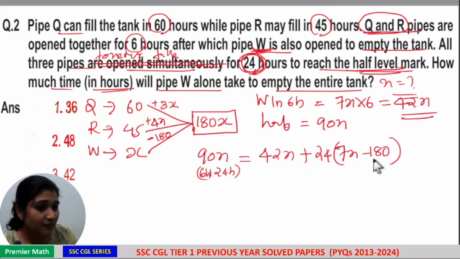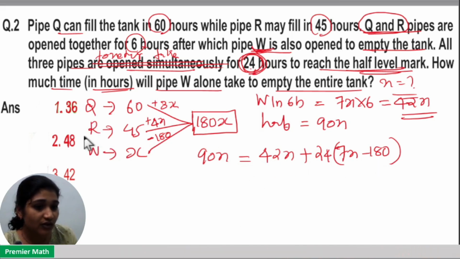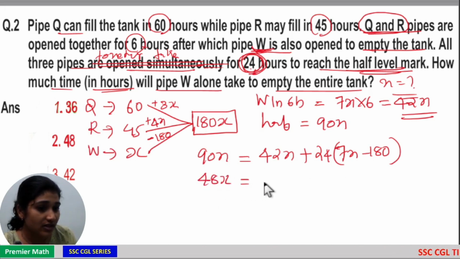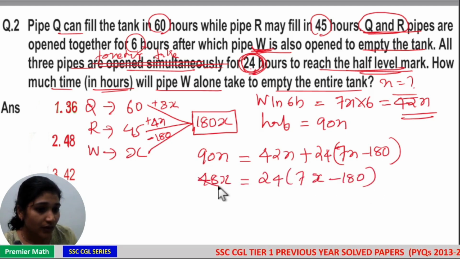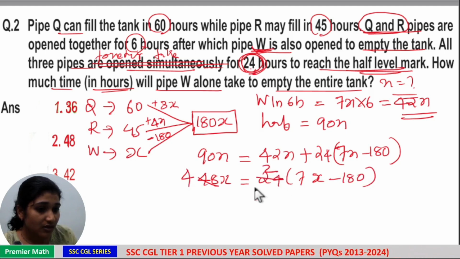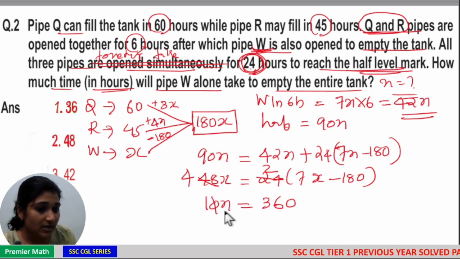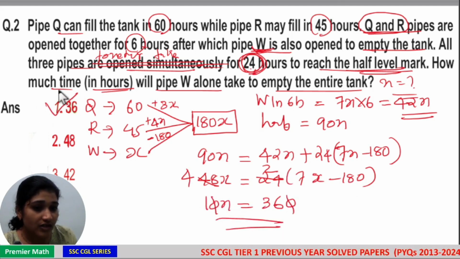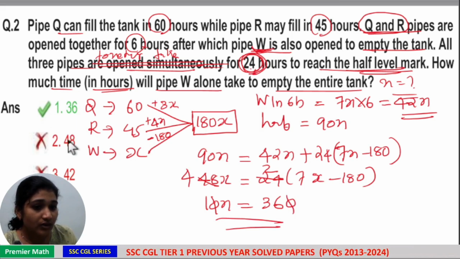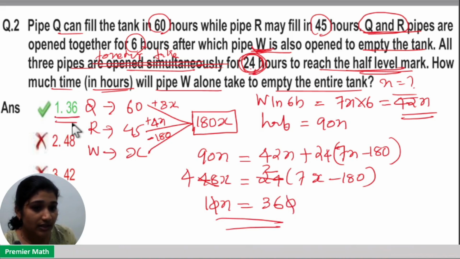Then this 90x is filled in this way. So if you solve this, you will get the value of x. 90x minus 42x is equal to 48x, which is equal to 24 into 7x minus 180. Now 12 goes 4 times in 48, 2 times in 24. So 4x is equal to 14x minus 360. Then 14x minus 4x is equal to 10x, which is equal to 360. From this, x is equal to 36. So option 1 is your answer. That is, pipe W alone takes 36 hours to empty the tank. x is equal to 36.